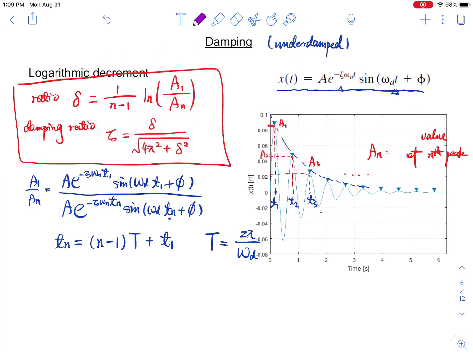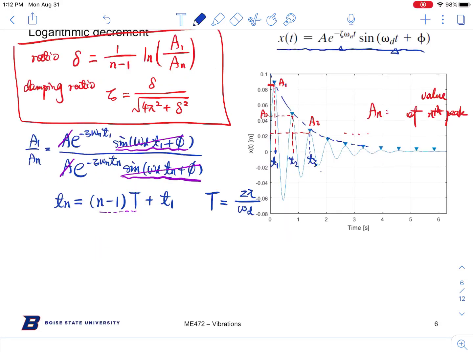So once you have these, you can say that, let's underline the sinusoidal function, these two should have the same value. And then your amplitude A can be cancelled out. So if you plug this back in, then you would have A1 over An equals exponential of zeta omega n times n minus 1 times T, because the minus is actually gone, it's actually positive.